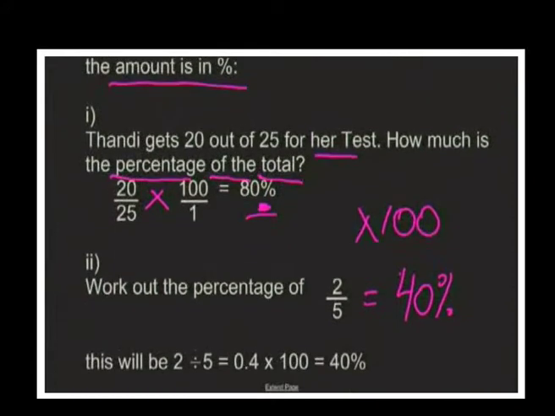Okay, we actually do have the calculation there. You can see it as well. You don't need to use the fraction button. I just think that it is easier, but you can say 2 divided by 5, press equals, and times by 100.